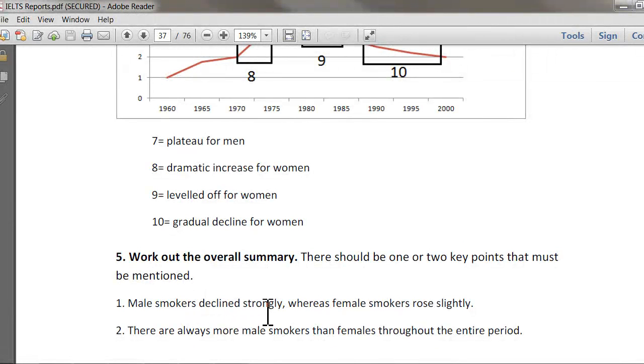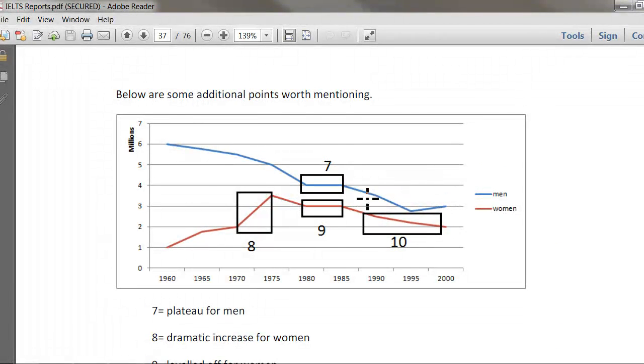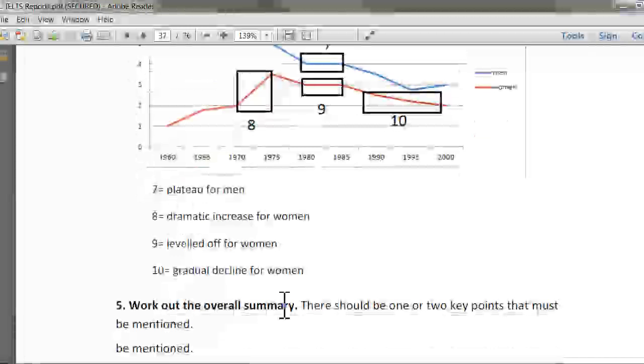So we've got male smokers declined strongly, whereas female smokers rose slightly. So if we look from start to finish, male smokers went down. Female smokers actually went up. Those are a couple of things that we could mention. The other key point is that male smokers are always more than female smokers. That's probably the most important one. So you could actually put both of those things in there, and that would result in an excellent overall summary. So that overall summary is the most important part of your report.